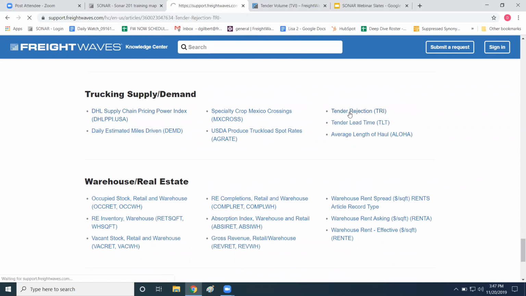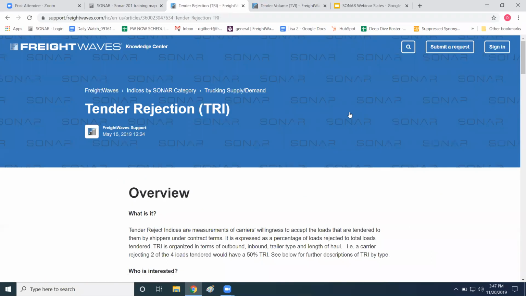Tender rejection rates measure the willingness of a carrier to run a load out of a market at contracted rates. It's very important to understand that. We measure the rejection rate to understand the percentage of loads they're running. So if they're accepting 95% of the loads, we have a 5% tender rejection rate. The reason most of your carriers are going to reject a load is because they're able to use their equipment and get another load at a better rate.